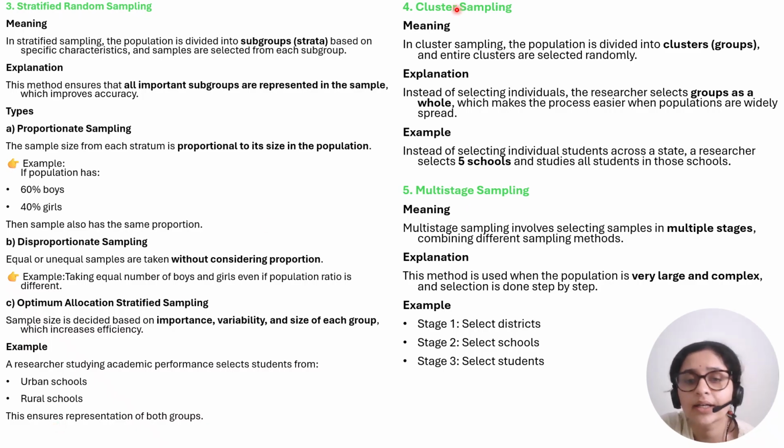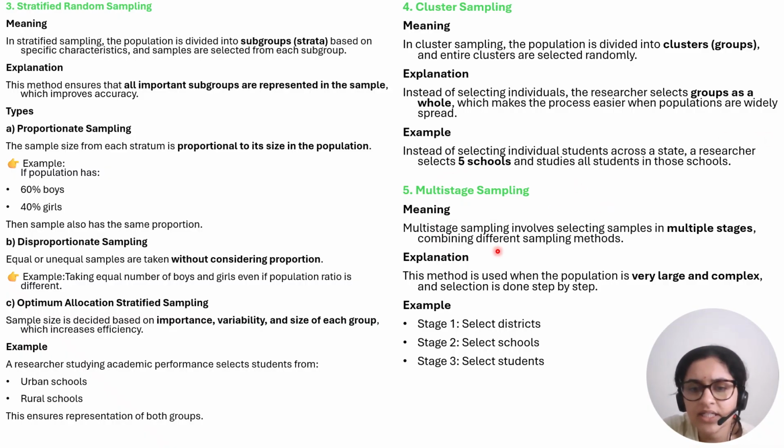Okay, we are done with stratified random sampling. Then cluster sampling. The population is divided into clusters or groups, and the entire clusters are selected randomly. Instead of selecting an individual, the researcher selects a group as a whole, which makes the process easier when the population is very large. For example, instead of selecting individual students across a state, the researcher will select 5 schools and study all the students in those schools.